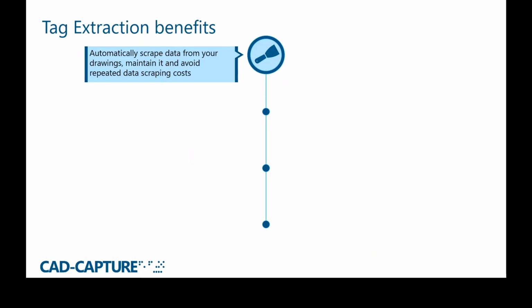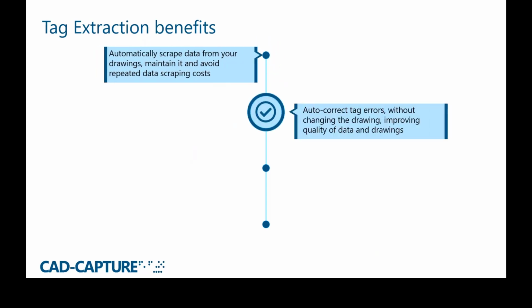Scraping the information from drawings can be time consuming and costly, and very often it's a point in time, so that needs to be repeated over and over again. And we can avoid that by giving you something that can be maintained over time. The ability to correct the tags at the metadata level means that you can improve the quality of the drawings without actually having to go through the timely and costly process of actually changing the drawings themselves.